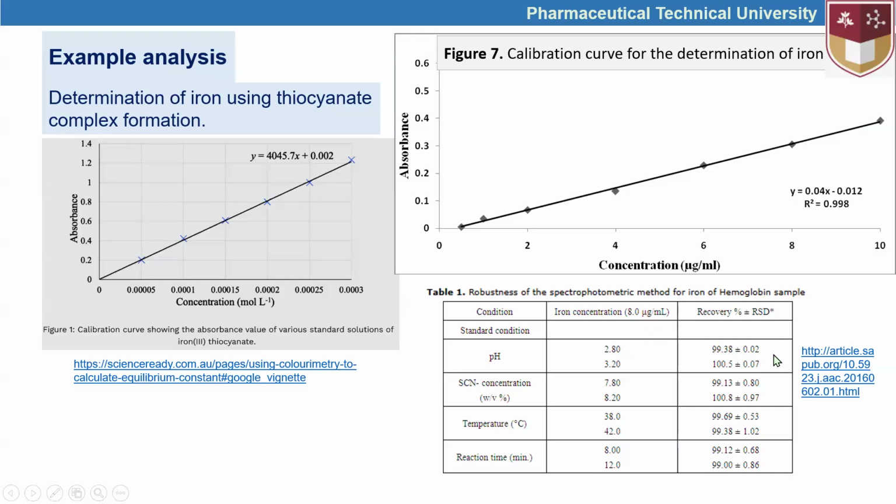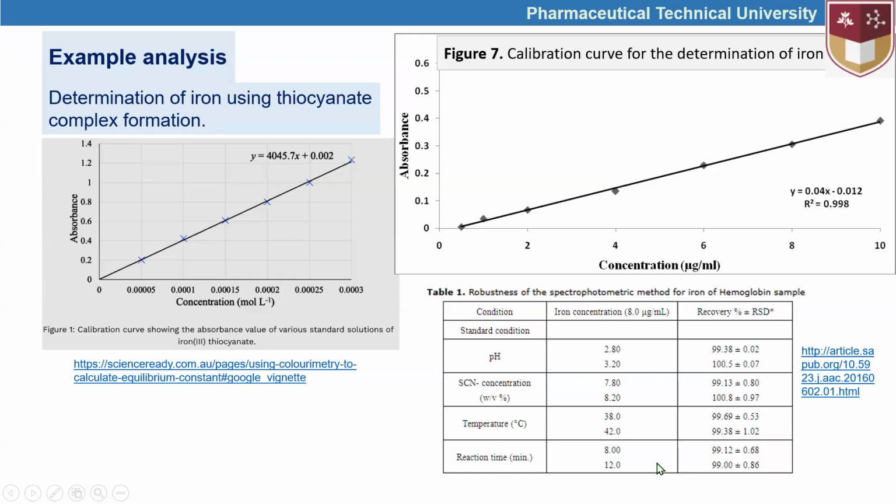I mean, this is something that could be accepted, and the concentration of thiocyanate also did not cause big differences when its concentration differed from 7.8 to 8.2. So the differences were even smaller compared to this one. And the effect of temperature was also not significant. This is another point that should be taken into consideration while developing the calibration curve.